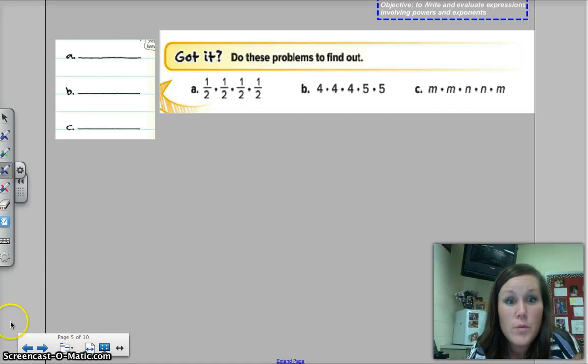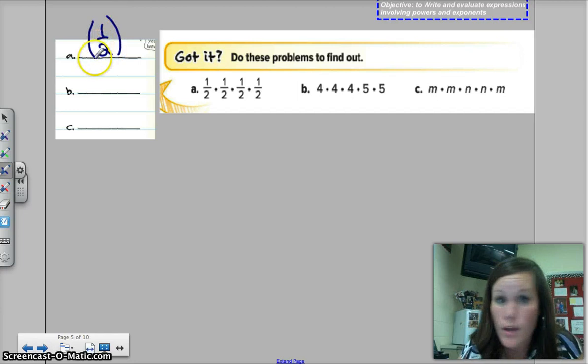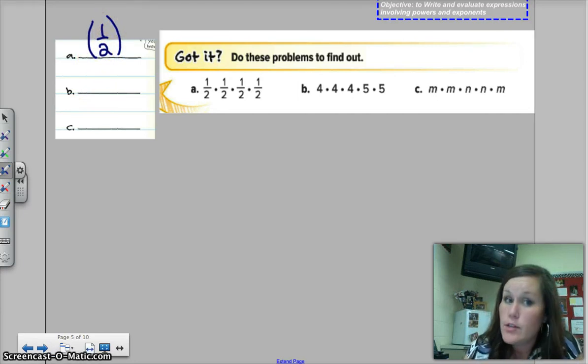Okay, we're moving on. Let's check this out. 1/2 times 1/2 times 1/2 times 1/2. You should have written 1/2 in parentheses. It's okay if you didn't do that. Add it on now. Anytime you have a fraction that's being raised to a power, you have to put it in parentheses. And how many times did we have it? We had it 4 times. So your power is 4.